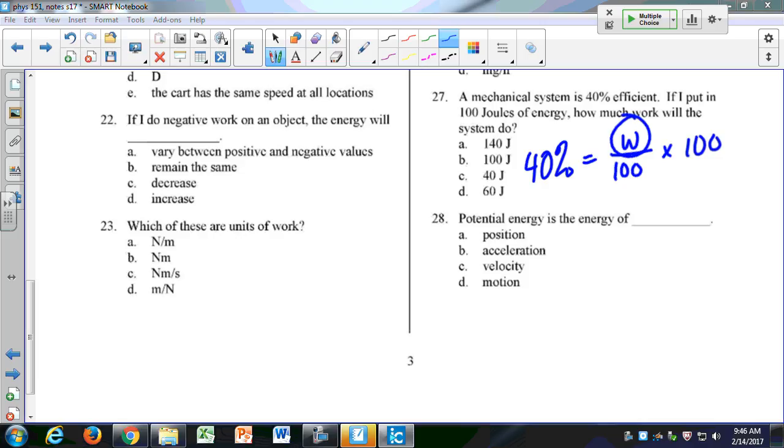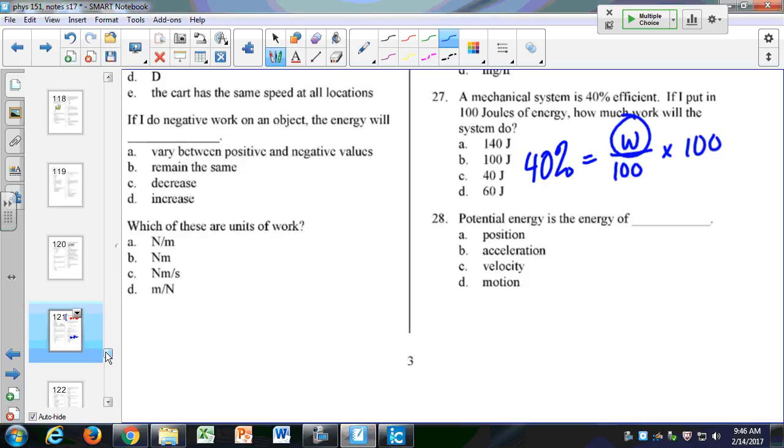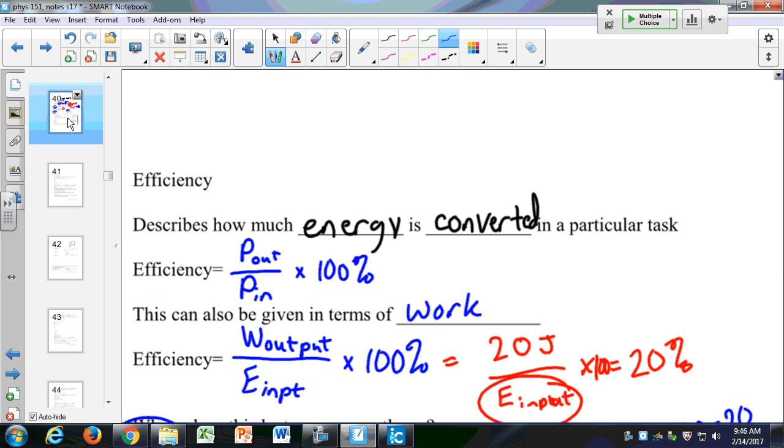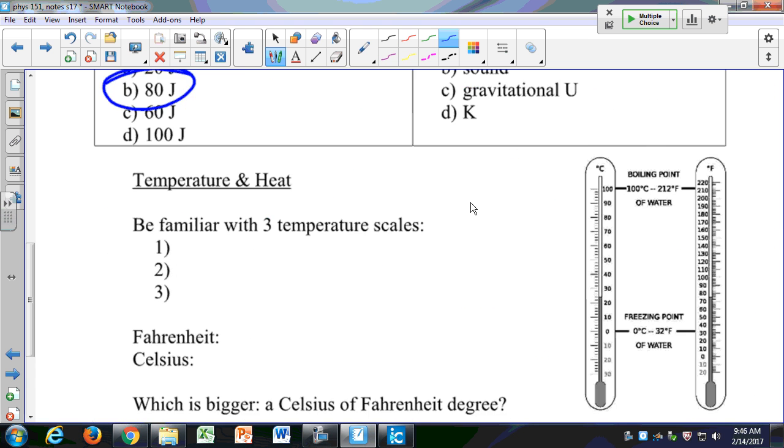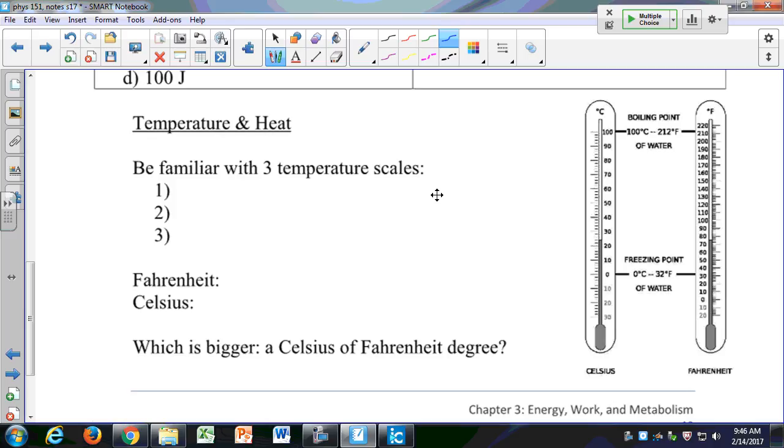All right. Let's go back to temperature and heat. We can come back and practice these later. So back to page 40, I think. Okay, you need to be familiar with three temperature scales. You need to know what they're based on, and you need to sort of know some basic temperatures in those scales. The first is the Fahrenheit scale.